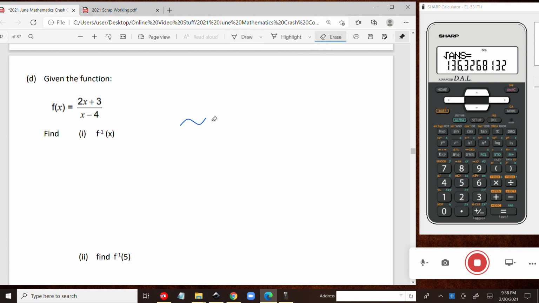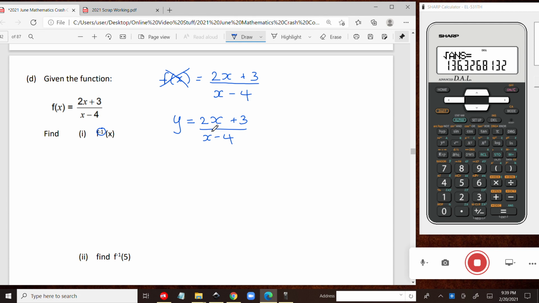All right, so to find the inverse of a function, we need to take f(x). Let me write back the function here. f(x) is equal to (2x + 3) divided by (x - 4). When you want to find the inverse of a function, by the way, the minus 1 here means inverse. That's how I know we want to find the inverse of the function. What you need to do is throw away the f(x) and replace the f(x) with y. Then you switch x and y.